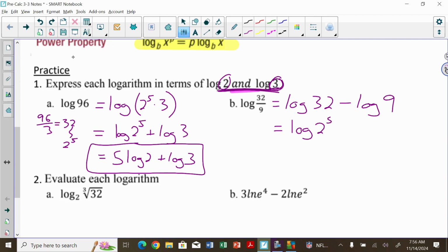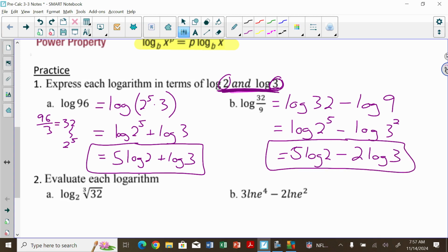All right, so 2 to the 5th power, and then for log of 9, we know 9 is 3 to the 2nd power. So these numbers may change, 2 and 3, but right now that's what we're looking for. Now I can use the power property and bring this 5 down in front and have 5 log 2 minus, and same thing here, I can bring that 2 out front, 2 log 3, by using the power property as well.